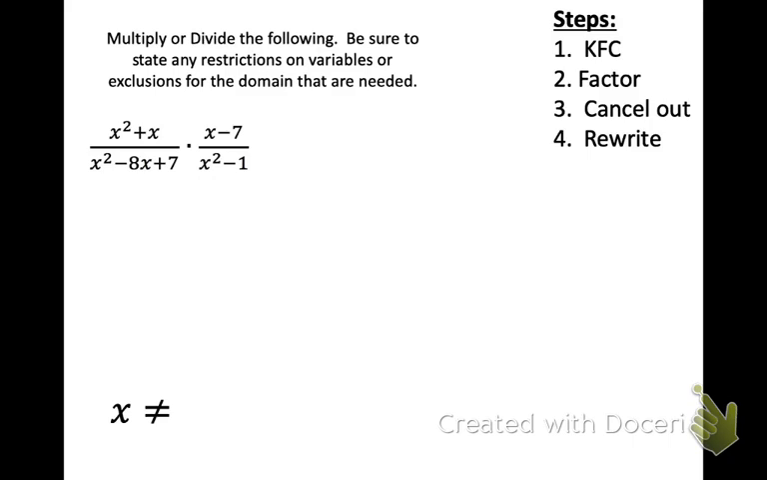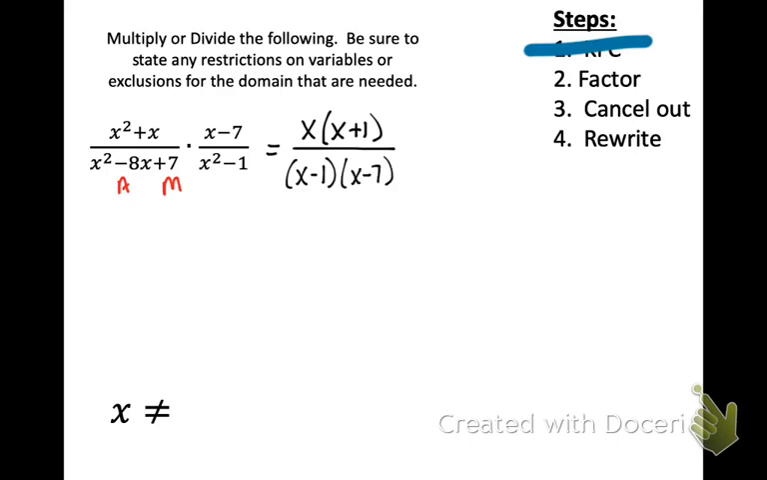Okay, again, we're multiplying, so we don't need this KFC step yet. First thing I'm going to do is factor everything that I can. X squared plus x can be factored by pulling out a greatest common factor. I can take an x out of both of those terms. Down here I can say what multiplies to 7 and adds to negative 8. Well, the only two numbers that multiply to 7 are 7 and 1. So it's going to be x minus 1 and x minus 7.